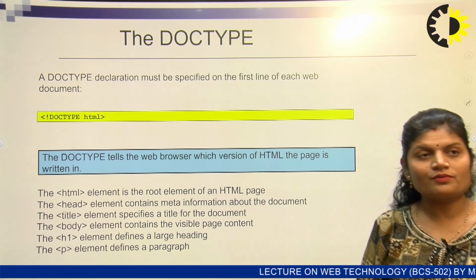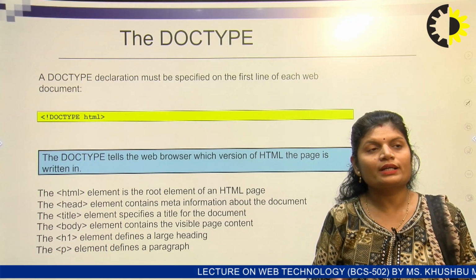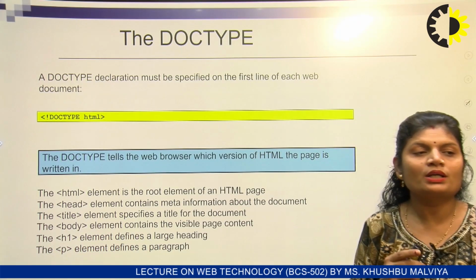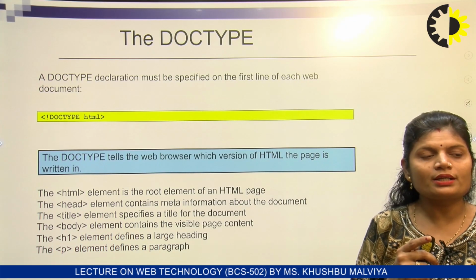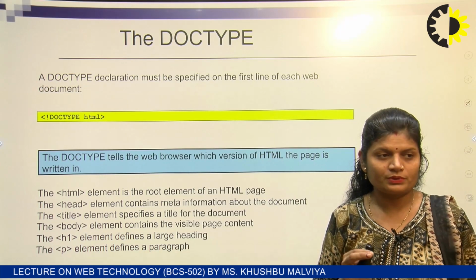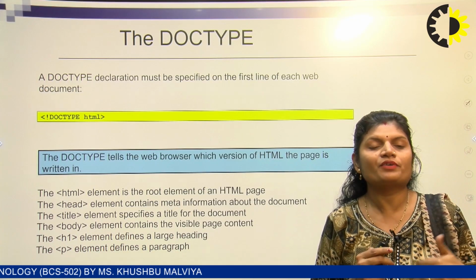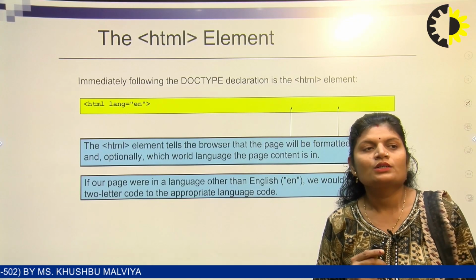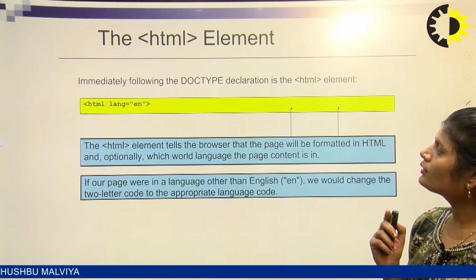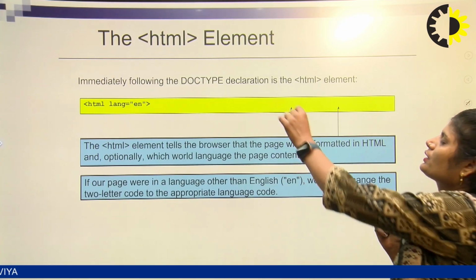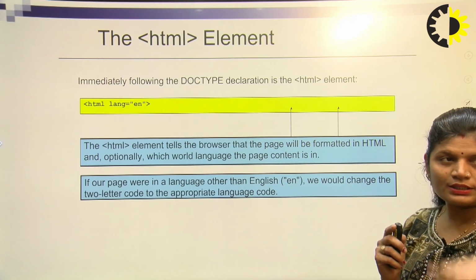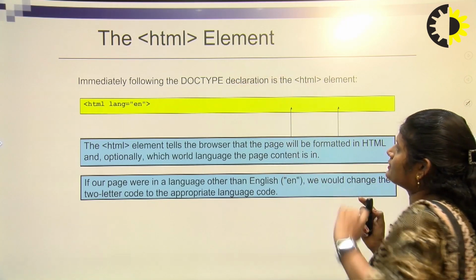In your website, the things you are seeing are the body content, all types of text. The h1 element defines a large heading and the p element defines a paragraph. So first is the html element, immediately following the doctype declaration. First you declare the doctype, and after that the html tag is written immediately.